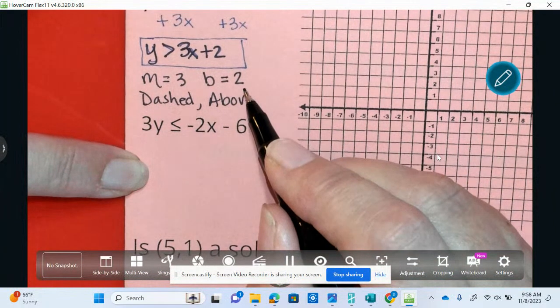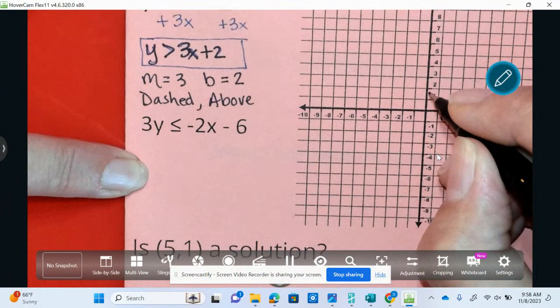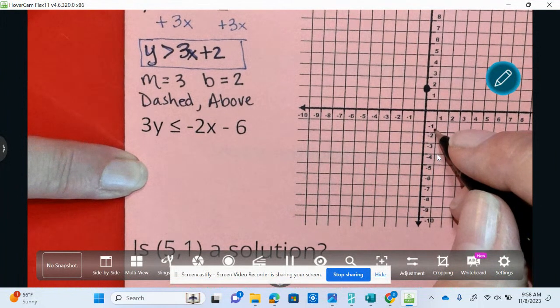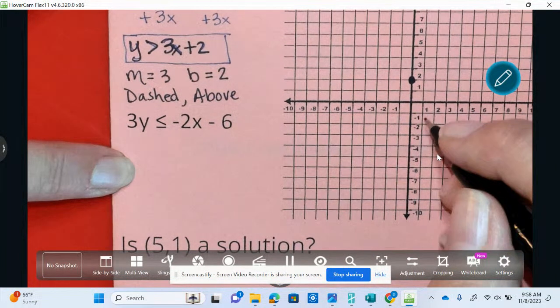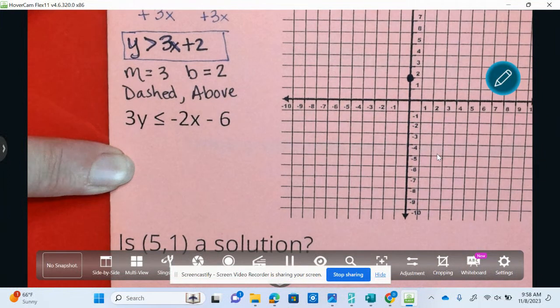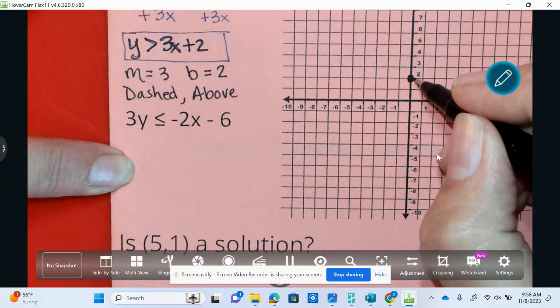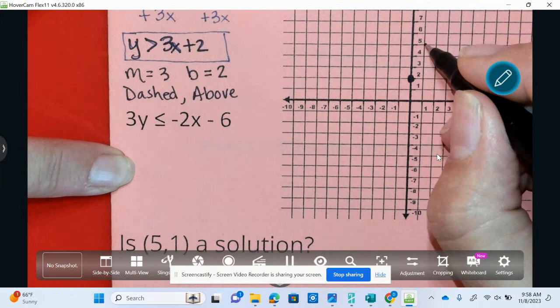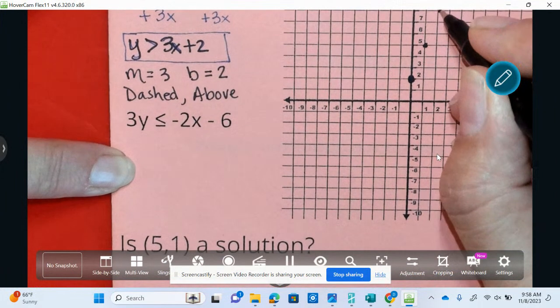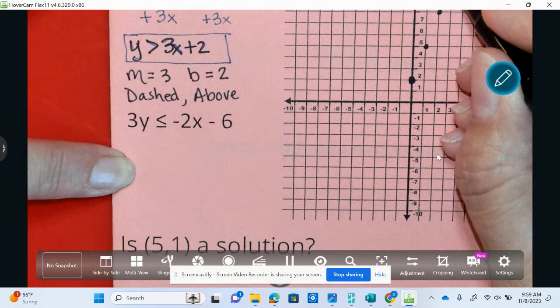So I'm going to begin at 2. I always begin on the y-axis, positive 2. My slope of 3 means to do what exactly? Up 3 to the right one. I heard that. Thank you. Up 3 to the right one.